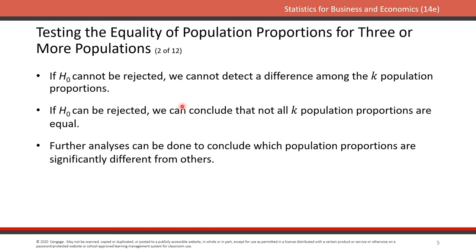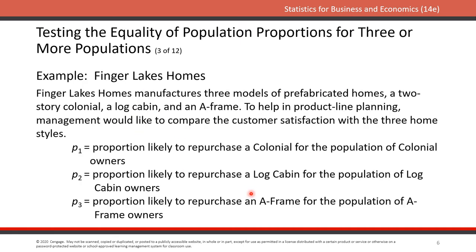So what we're going to look at is among these proportions, you can do this for 3 or more. You can also do this for 2 proportions. Can we determine if there's a difference between these? So for instance, we'll look at this example with different homes. We've got people who are considering repurchasing a colonial home, repurchasing a log cabin, and repurchasing an A-frame. And we want to see how many people liked their home enough that they would say, yeah, I'd buy that again.